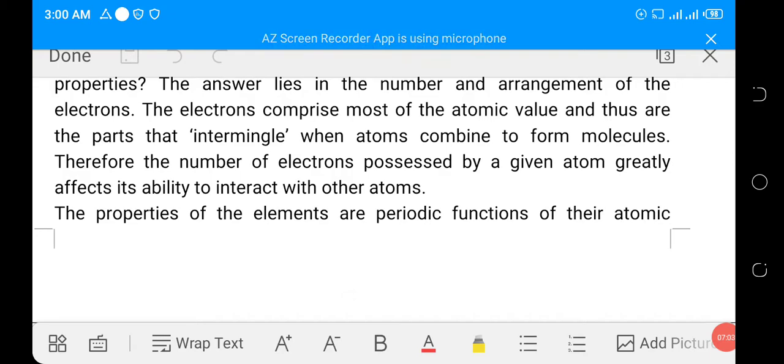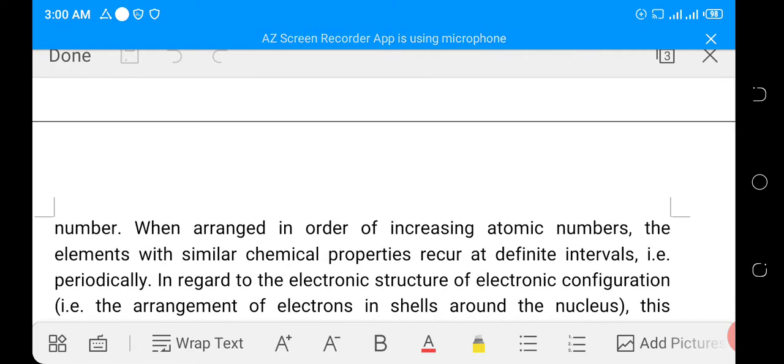The properties of the elements are periodic functions of their atomic numbers. So when arranged in order of increasing atomic numbers, the elements with similar chemical properties reoccur at definite intervals, that is, periodically. In regard to the electronic structure or electronic configuration, that is, the arrangement of electrons in shells around the nucleus.